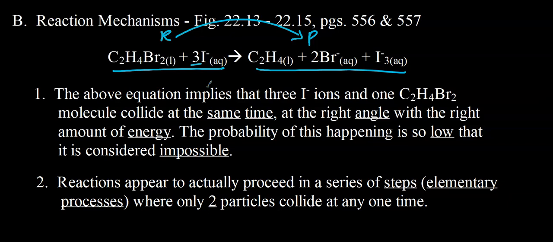Reactions appear to actually proceed in a series of steps known as elementary processes, where only two particles collide at any one time. So there is a much higher chance of two particles colliding at the correct angle and with sufficient energy than four particles. How about three particles? That's even rather unlikely. Usually collisions occur between two particles.